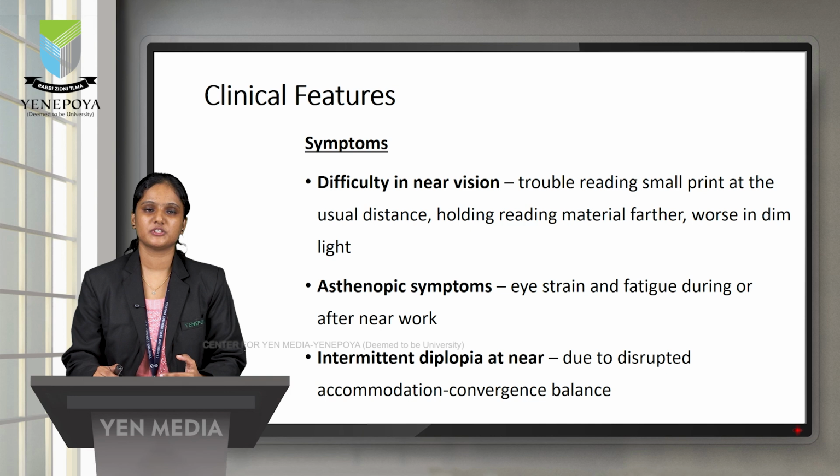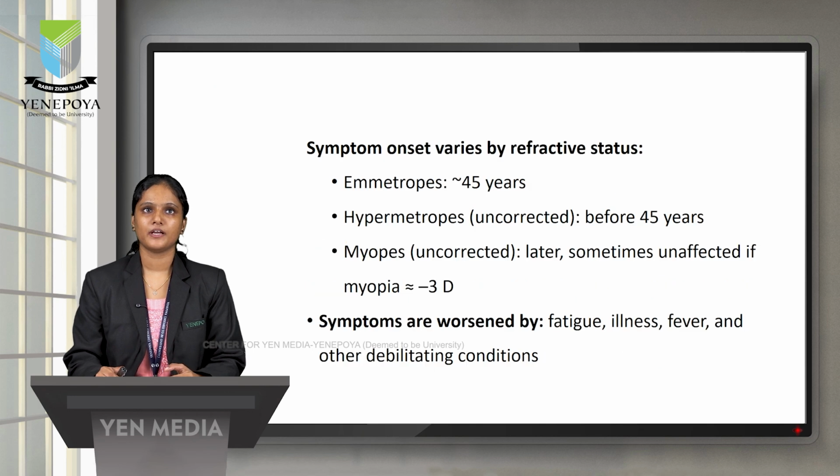Sometimes the patient may also have intermittent diplopia. Diplopia is double vision, and it is due to the disrupted balance between accommodation and convergence. The onset of symptoms varies depending upon the refractive status of the patient.